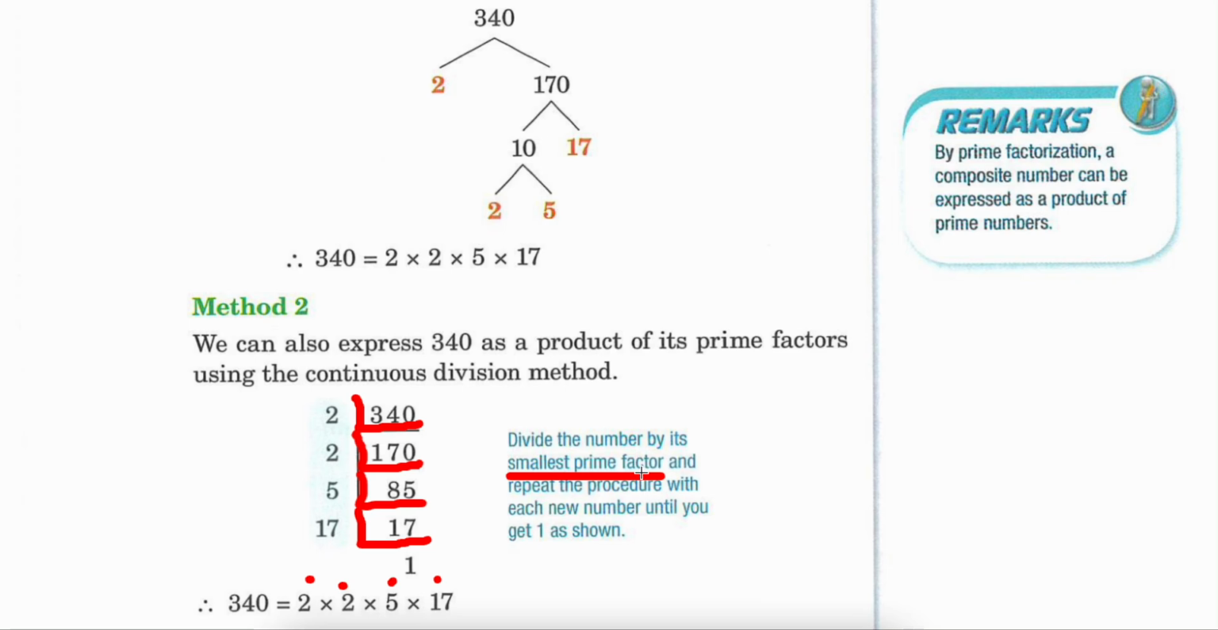But just remember, prime factorization is you're breaking down the factors until you only have prime numbers left over. So you only want prime numbers at the end. Prime numbers only in your answer.